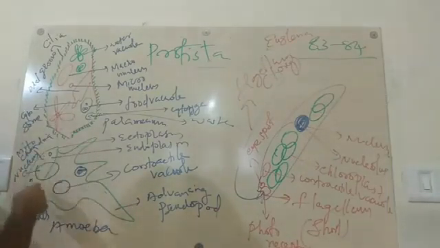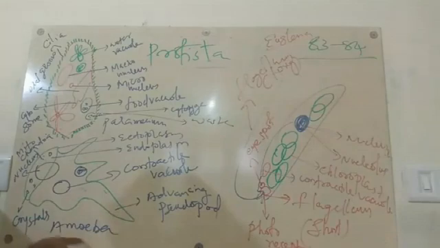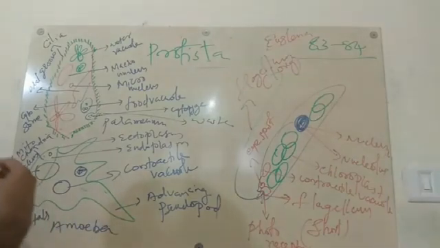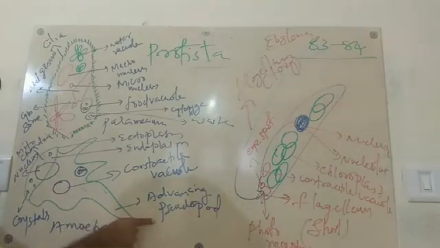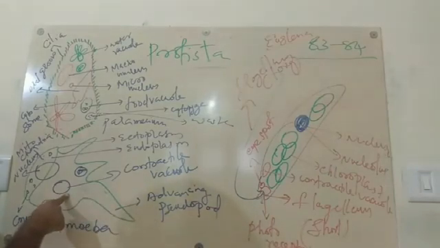After that, this is the picture of amoeba, and this is known as the advancing pseudopod. Pseudopod means a false leg. It is used for the movement, and this is a false leg which is advancing. This is the contractile vacuole. Okay, this is the contractile vacuole.